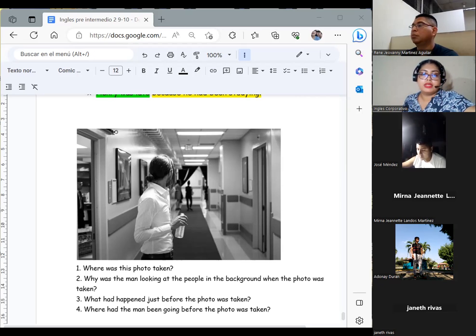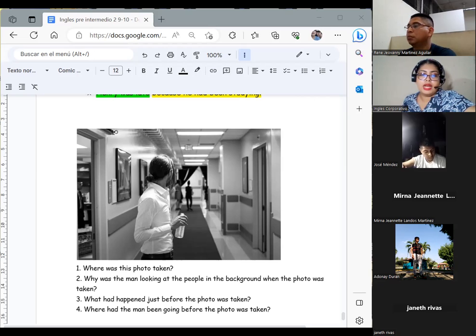Number two, why was the man looking at the people in the background when the photo was taken? It says the man looked at various patients, familiars. Number three, what had happened just before the photo was taken? It says this hospital before it didn't have an emergency, and in this time it is talking about an emergency.